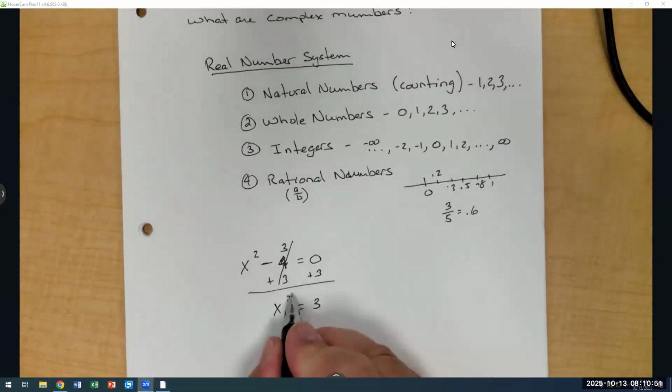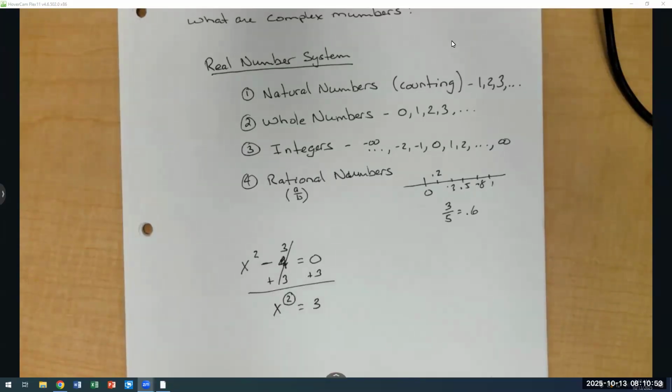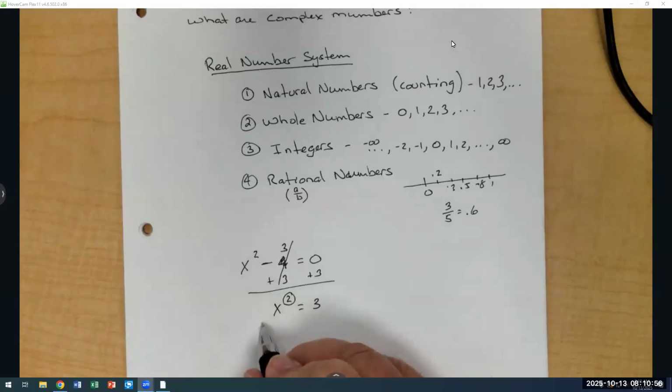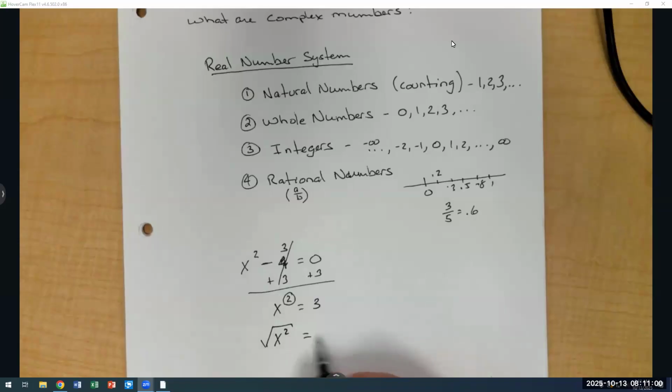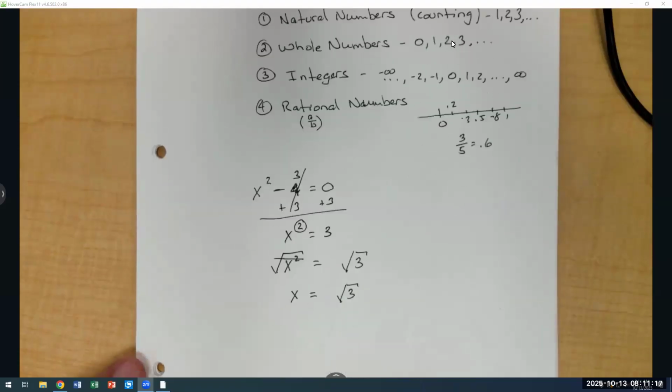Yeah, we have to get rid of the square. How do you get rid of the square? You square root it. Whatever you do to one side, do to the other side. So the square root and the square cancel. But we're still not done. Because that's not what the answer is.